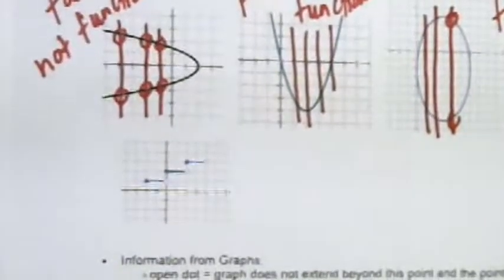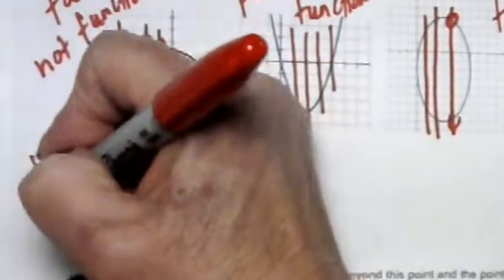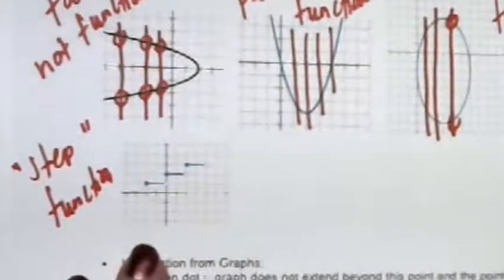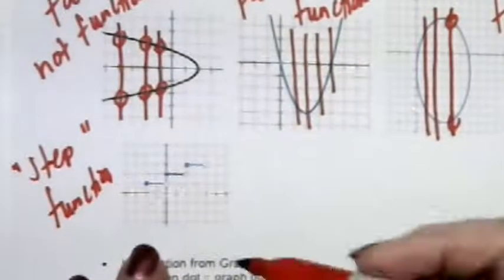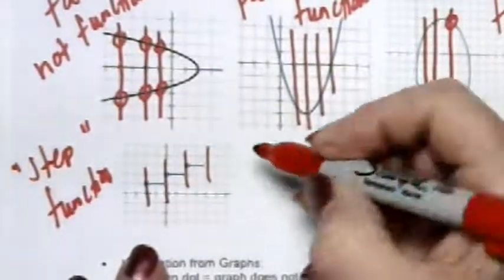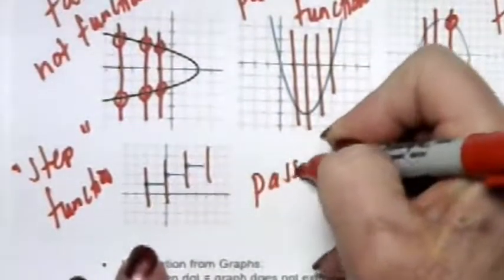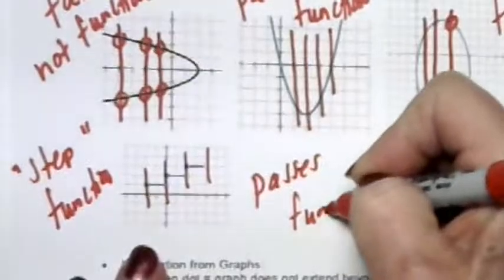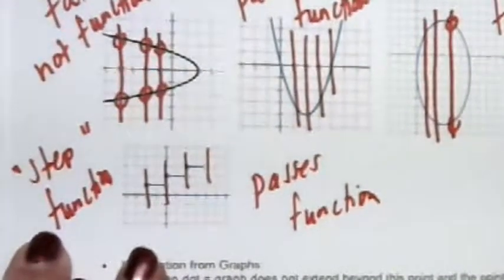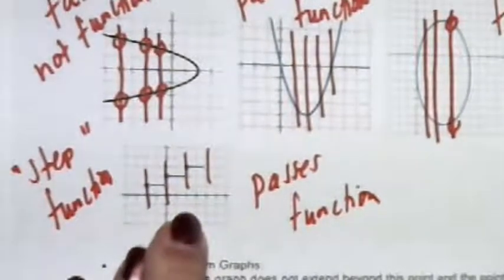Last example here. This is what's known as a step function. It looks like steps on a stairs. And in terms of our vertical line test, we can see that it passes. So this would be a function. I kind of gave it away initially when I said it was a step function, but the graph does prove that.